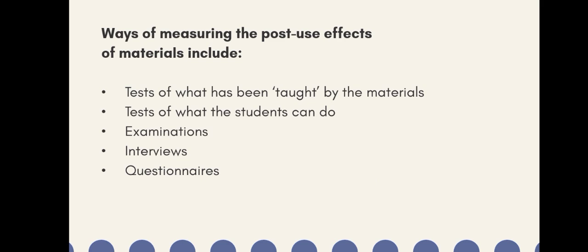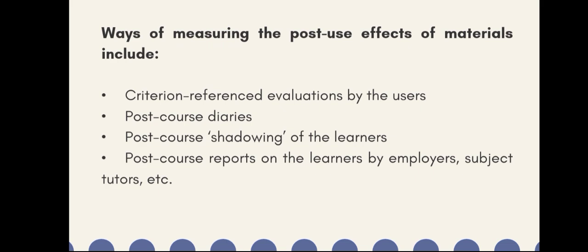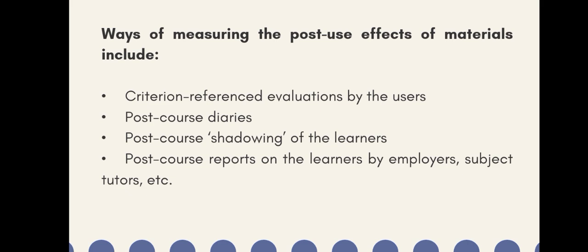Ways of measuring the post-use effects of materials include tests of what has been taught by the materials, tests of what the students can do, examinations, interviews, and questionnaires. Ways of measuring the post-use effects of materials also include criterion-referenced evaluations by the users. Criterion-referenced means evaluating the materials based on specific standards or goals. So it focuses on how students meet the expected outcomes.